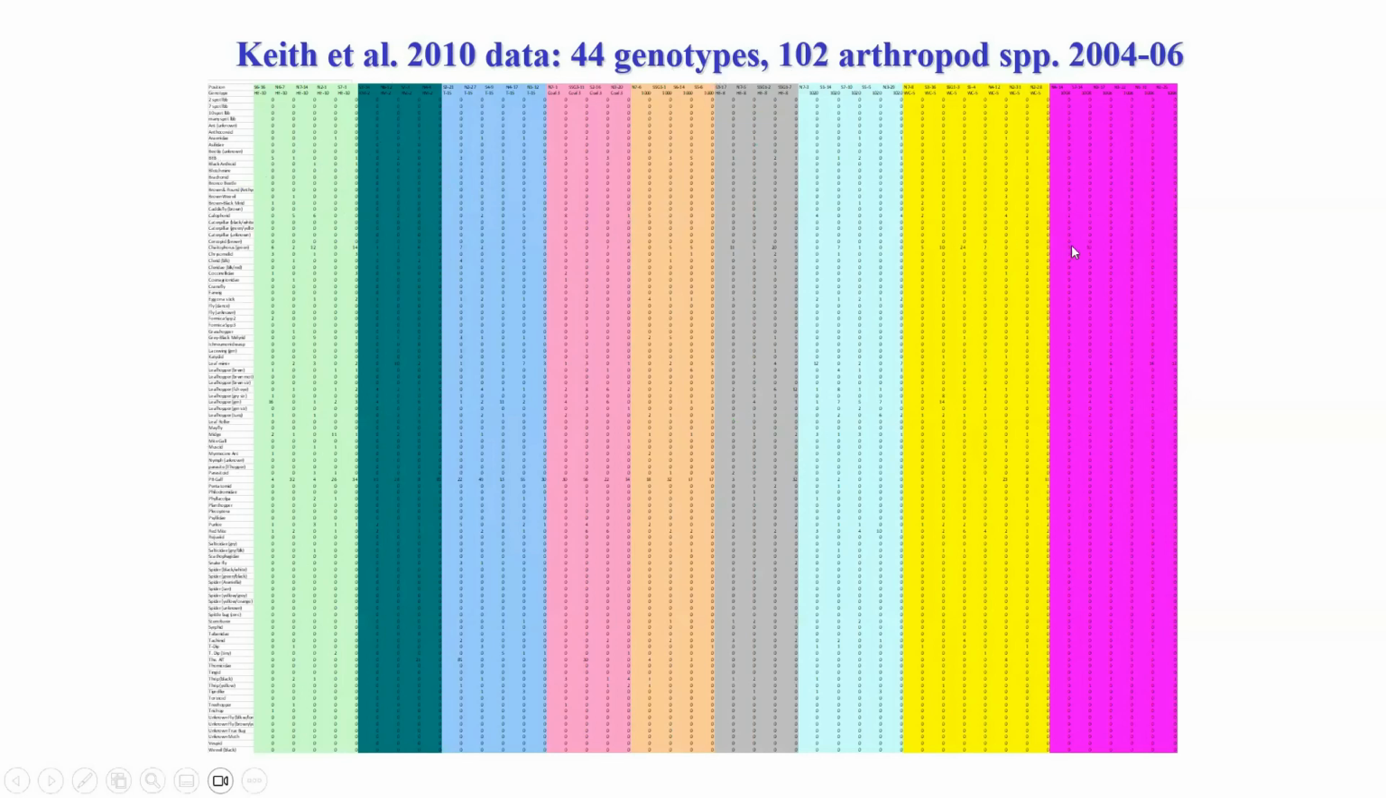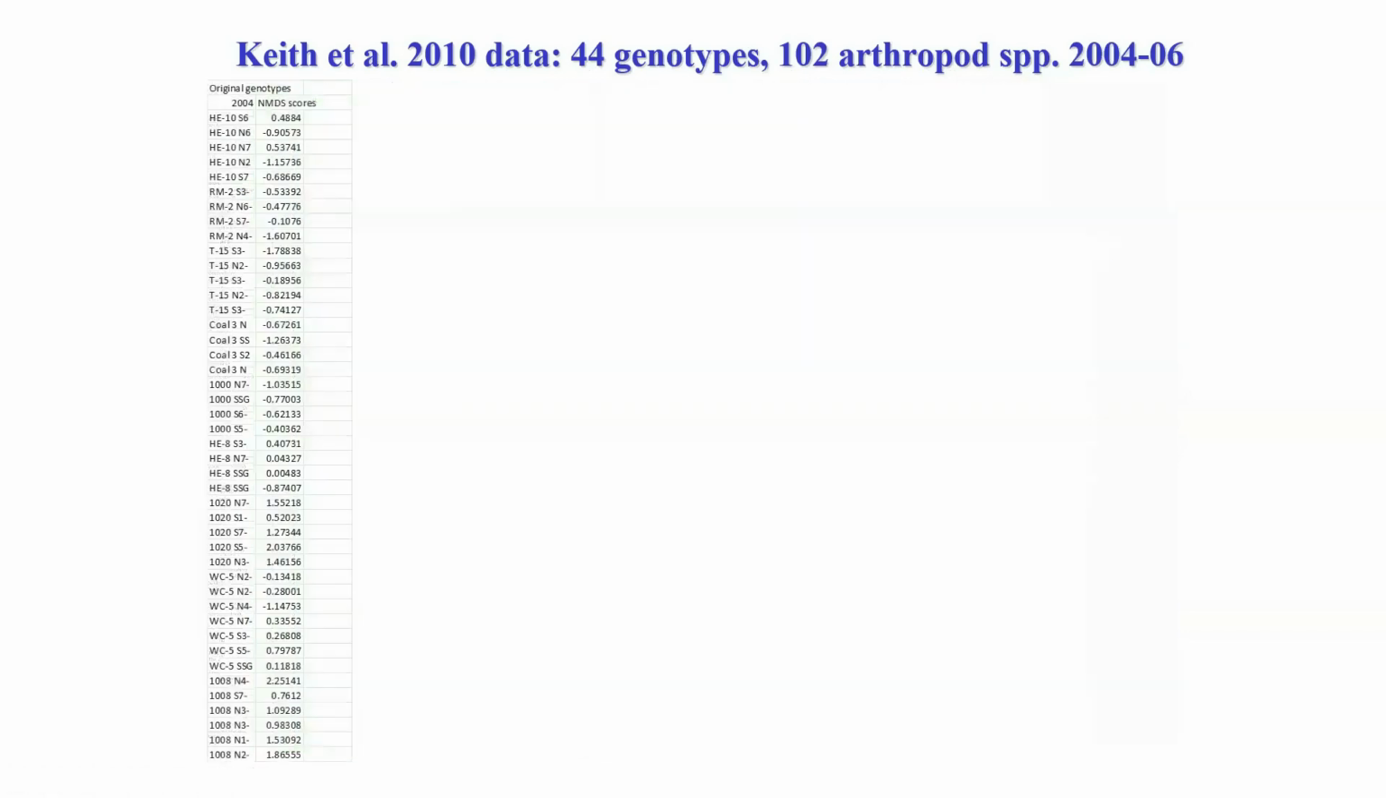And the color coding represents the different clonal replicates of these trees. Distilling these arthropod abundances down to a single NMDS score for each tree genotype gives us a way to impose selection on these trees in this common garden. If you look closely, you'll see that the NMDS scores range from negative to positive values.